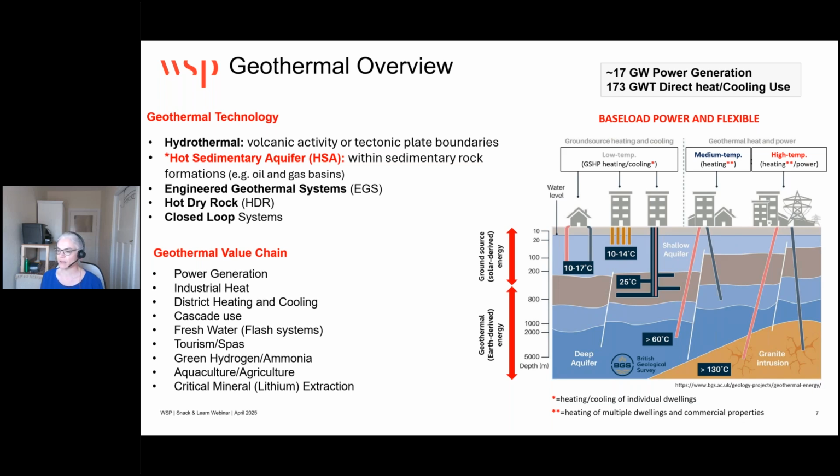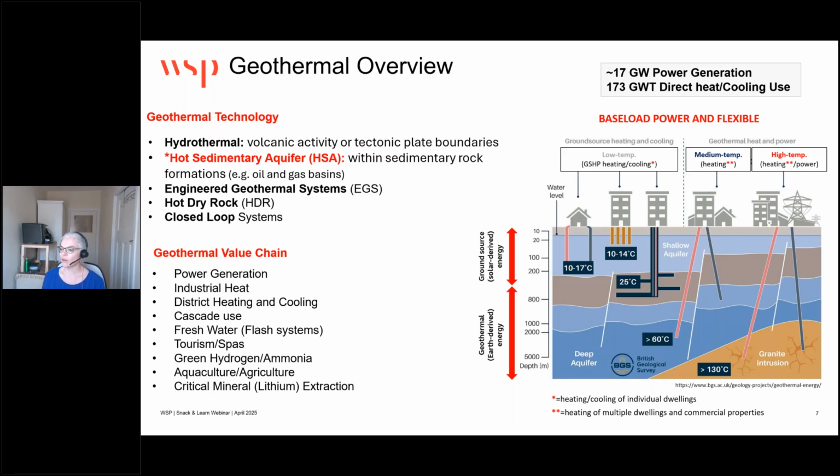Firstly, on the different sources of heat. Hydrothermal geothermal involves reservoirs that are naturally heated by the Earth's internal heat. Typically, these are found in areas of volcanic activity or near tectonic plate boundaries, for example, in the Ring of Fire. Hot sedimentary aquifer systems, HSAs, utilize hot water stored in deep aquifers within sedimentary rock formations. These aquifers can be found in areas not necessarily associated with volcanic or tectonic activity.